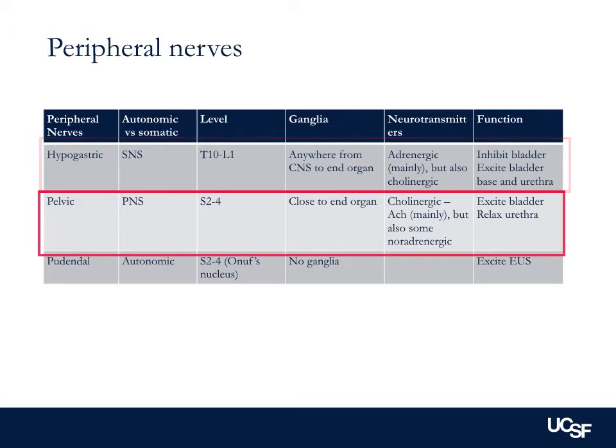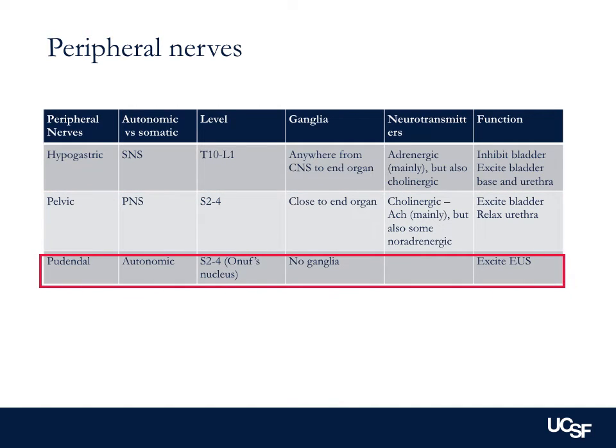All right, moving on to the pelvic nerve. This is part of the parasympathetic nervous system, and it's located in the sacral spinal cord from S2 to S4. The ganglia, importantly, are located on the end organ, or close to the end organ, which is the bladder in this case. And they're mainly cholinergic, but can also be noradrenergic as well. And the purpose of the parasympathetic nervous system is to excite the bladder and relax the urethra, and this is what you want during normal voiding.